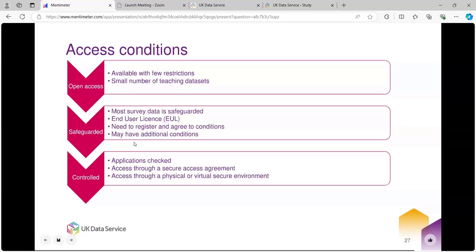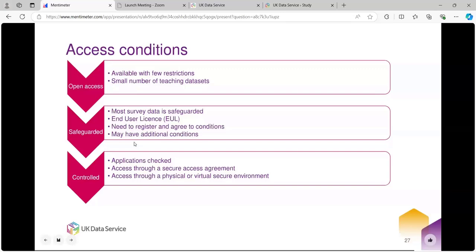The main level we use is safeguarded. Safeguarded data means you need to be registered with the data service, and we give you an end user license. There are some general conditions, so you're not to share it, etc. But there may be some additional conditions which are imposed by the data owner. So, for example, the Department for Community and Local Government, whatever they were called then, had restrictions on the English Housing Survey for a while. Now, I'm not sure whether those are still there, but as you go through and select the data you want to access, if there are any additional conditions, they'll be explained to you.